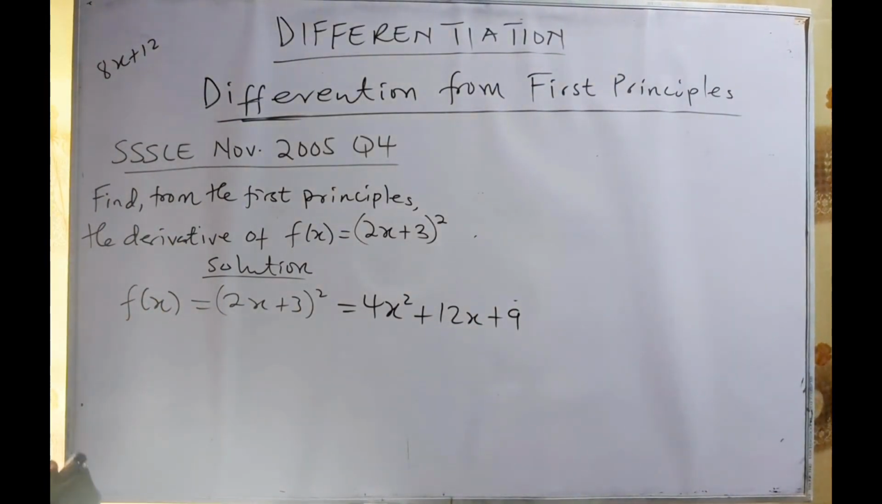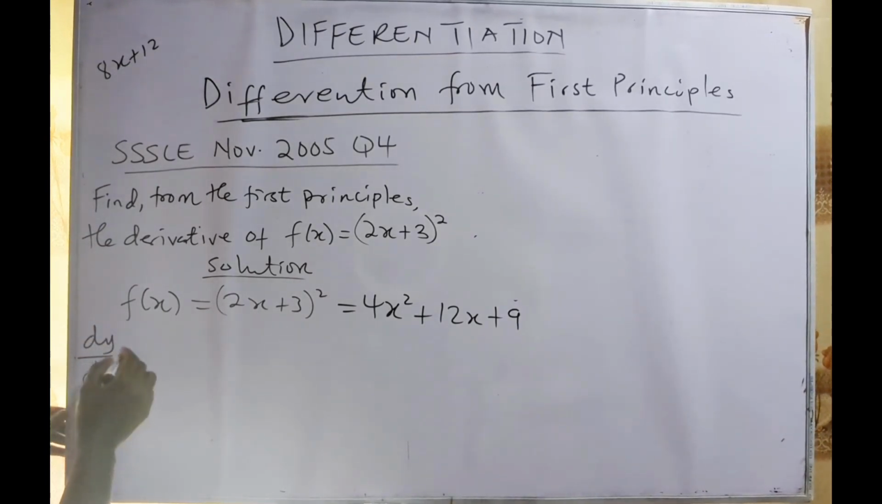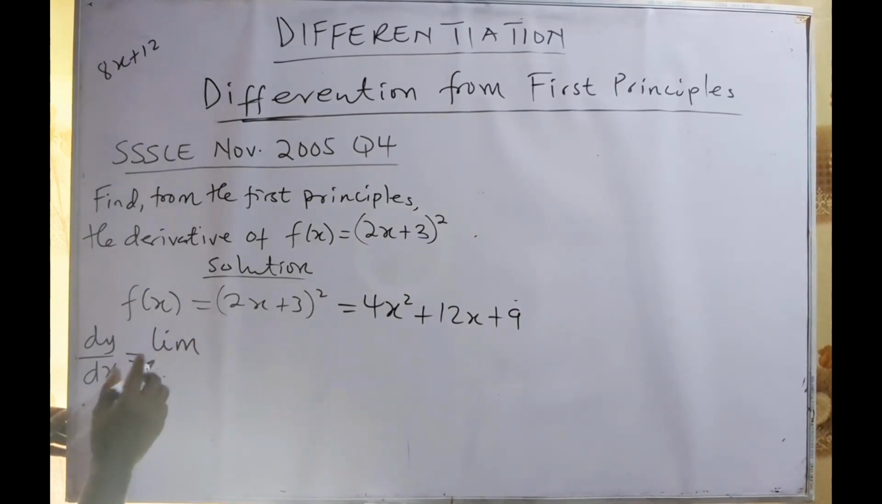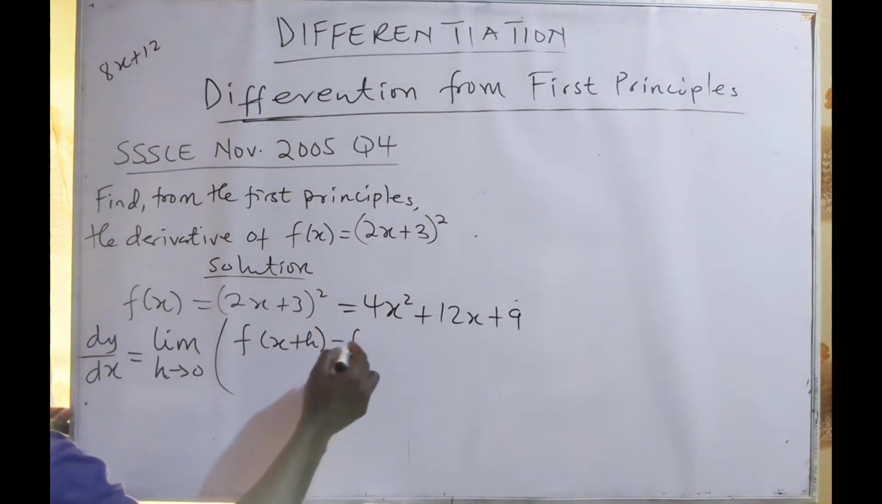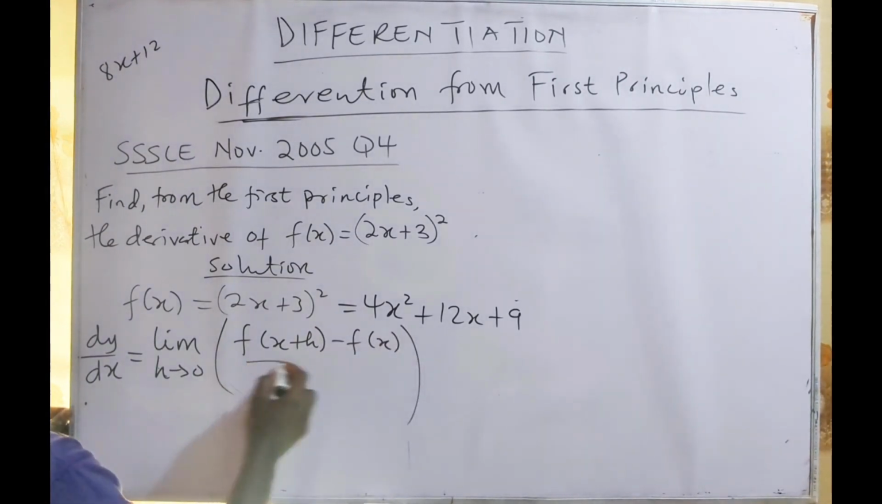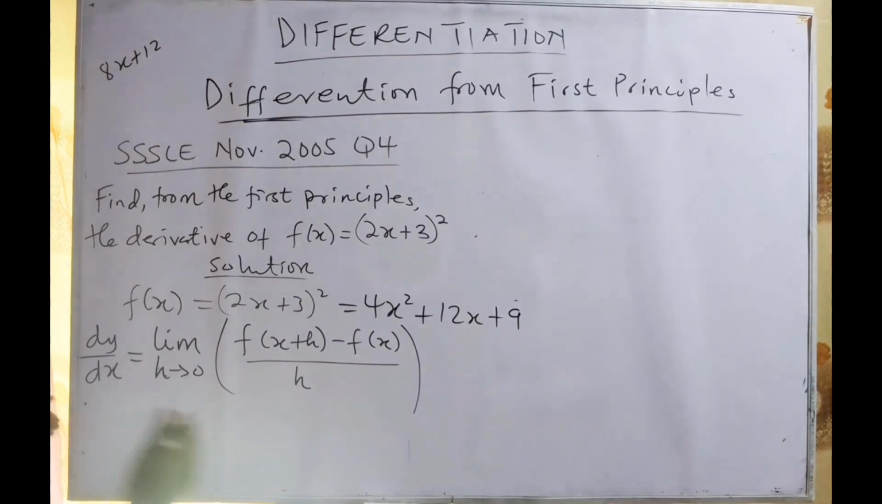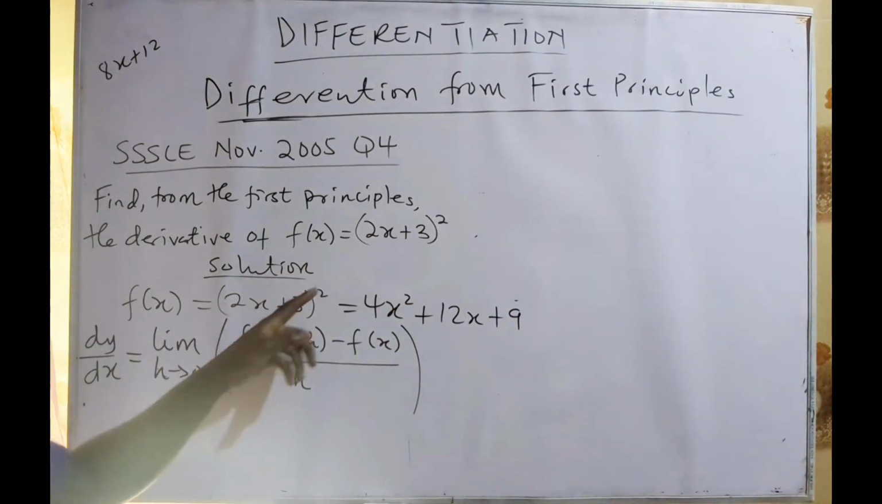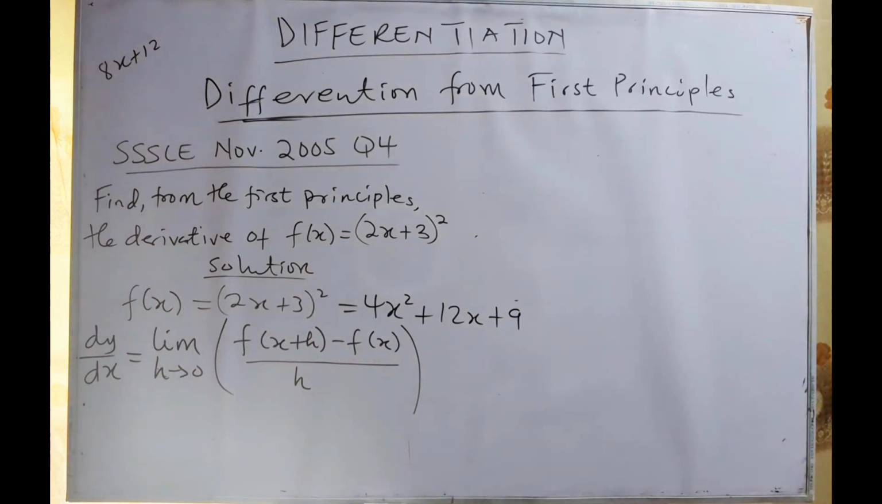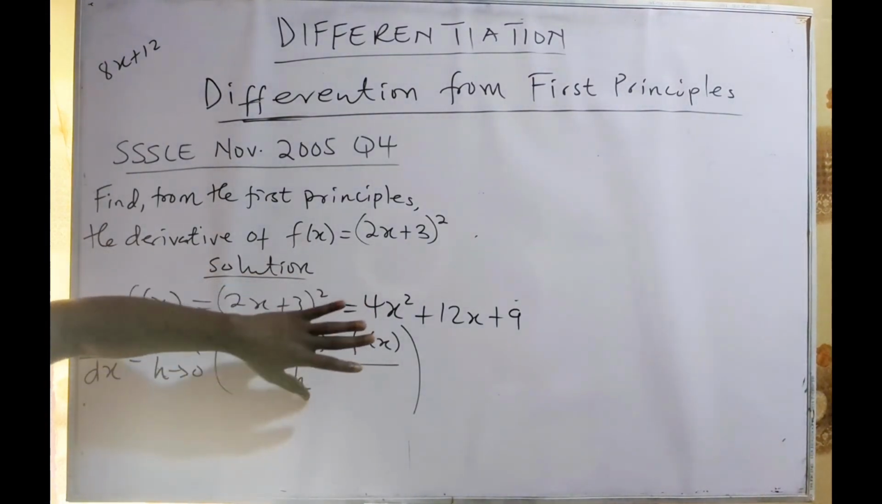Then we now quote our formula. Our dy on dx is equal to the limit as h approaches 0 of f of x plus h minus f of x, all divided by h. Our f of x is 4x squared plus 12x plus 9, which is the same as 2x plus 3 all squared. So what we need is f of x plus h. We can work that one somewhere, and after that we put it into the formula and then we work.